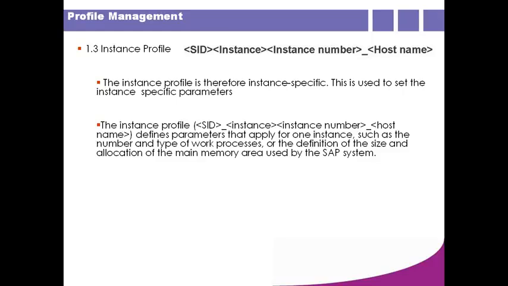See, for example, in my central instance, my dialogs are 10, but in a dialog instance maybe 20. Backgrounds may be more than central. How can this be controlled? Using this instance profile only. So this instance profile is also instance specific. That means if you have 10 instances, you see 10 instance profiles, like startup. Startup profiles are also 10, right? But default is only 1.